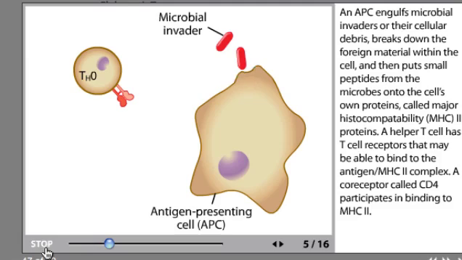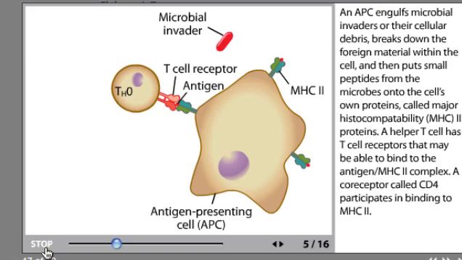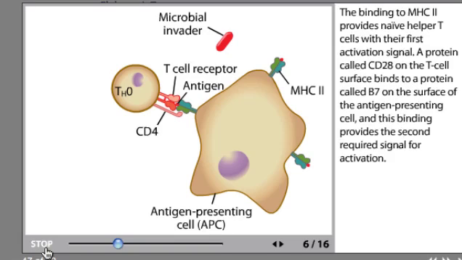An antigen-presenting cell engulfs microbial invaders or their cellular debris, breaks down the foreign material within the cell, and then puts small peptides from the microbes onto the cell's own proteins, called major histocompatibility or MHC2 proteins. A helper T cell has T cell receptors that may be able to bind to the antigen MHC2 complex. A co-receptor called CD4 participates in binding to MHC2. The binding to MHC2 provides naive helper T cells with their first activation signal.